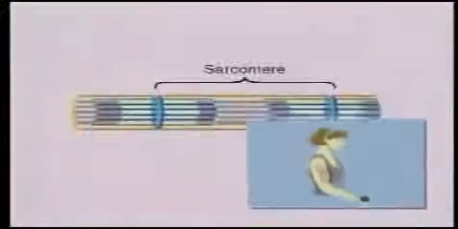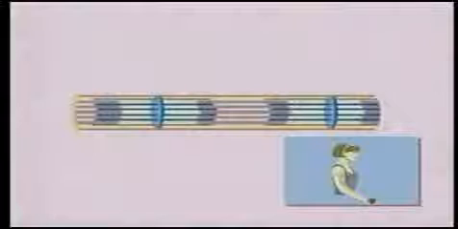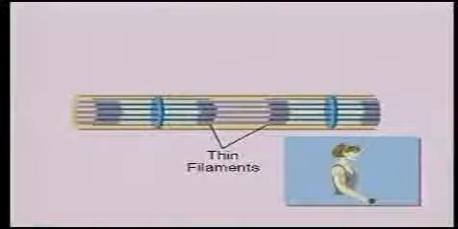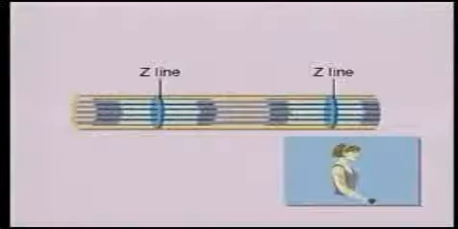Now think about the sarcomere. When the muscle is relaxed, the free ends of the thin filaments are far apart. The Z-lines are also far apart.